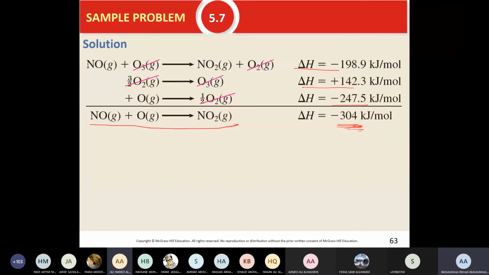I hope it's clear. For the second, why didn't you multiply by 3/2? Because I want to get rid of this O3 with 1 O3. I did not want to change it because I want it 1 to 1. I want whatever available reactant to cancel with whatever available product. Okay, and the same thing with O2 here.